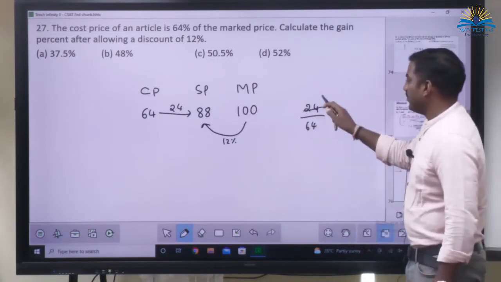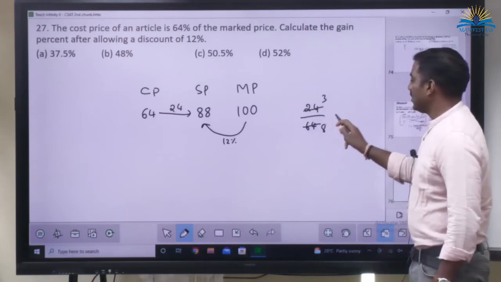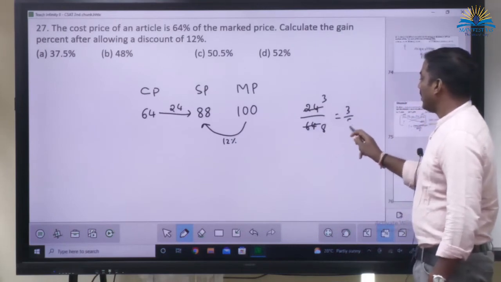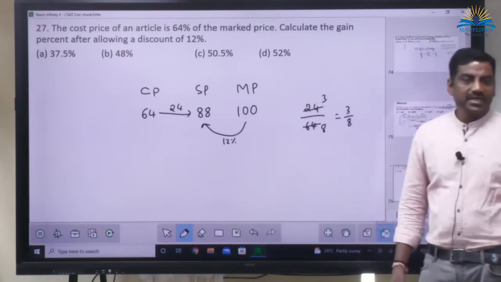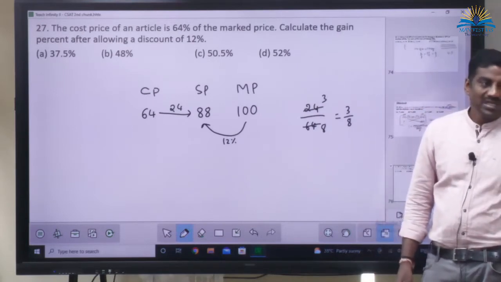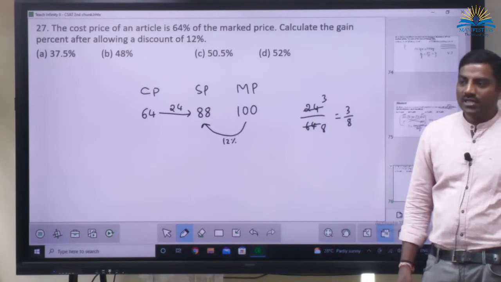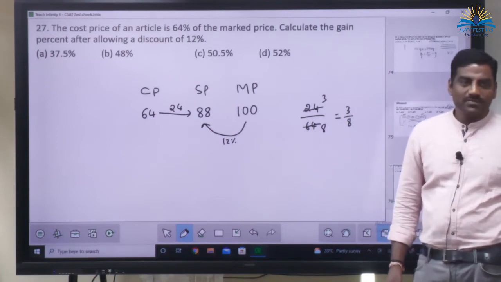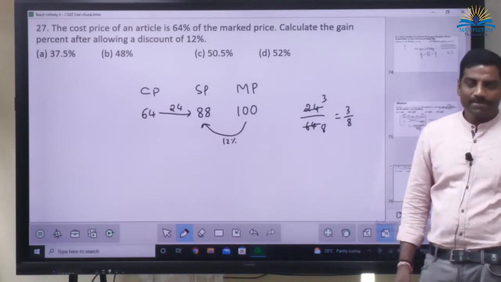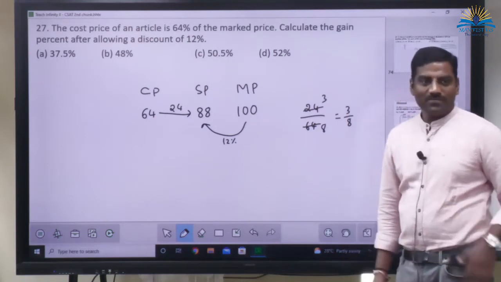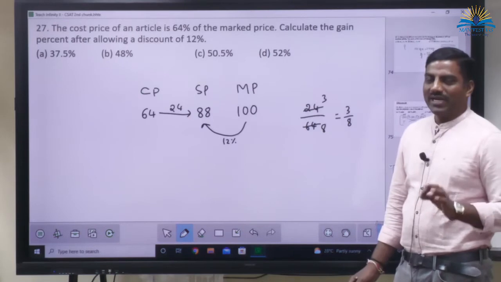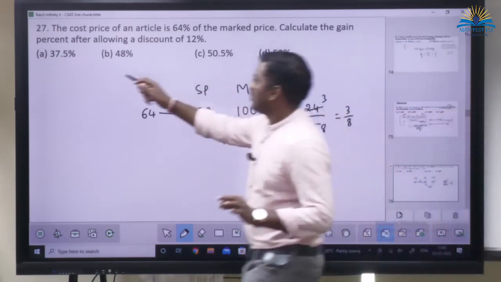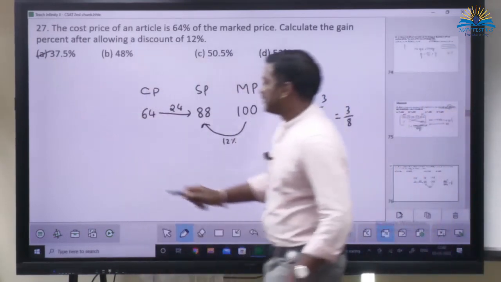So 8 3s are 24, 8 8s are 64, so 3 by 8 is 37.5%. I am not going to explain why 3 by 8 is 37.5%. Yeah? You know, right? Even if you don't know, I am not going to teach that. 3 by 8 is 37.5. Next question.